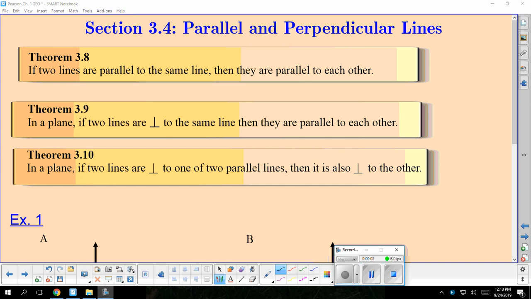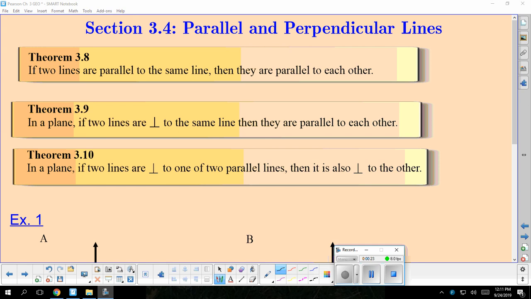All right, section 3.4. We're going to look at parallel and perpendicular lines together. So we have three theorems that are fairly straightforward. And I think if we draw pictures, it'll help us. If two lines are parallel to the same line, then they're parallel to each other.